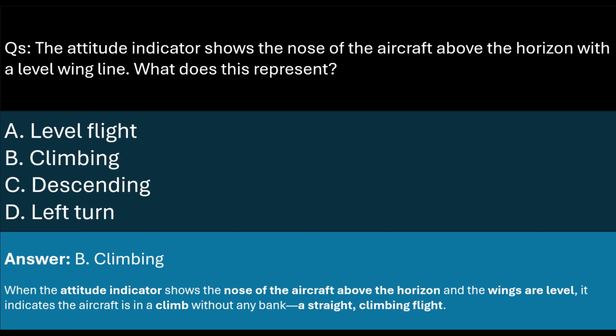When the attitude indicator shows the nose of the aircraft above the horizon and the wings are level, it indicates the aircraft is in a climb without any bank, a straight climbing flight.